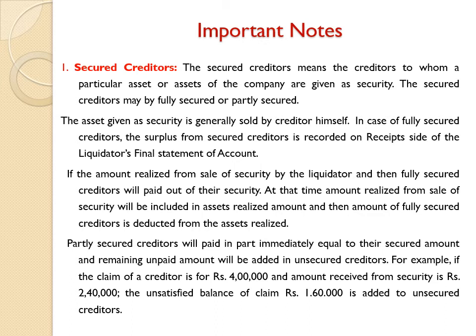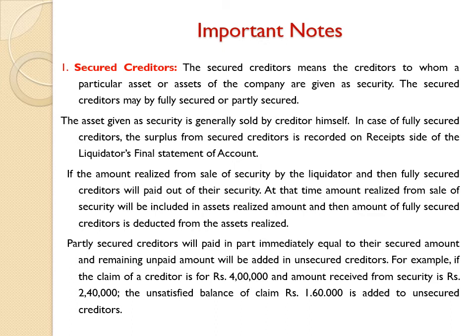It means that if the secured asset is sold by creditors, it is not recorded under assets realized. Any surplus should be termed as surplus from secured creditors and recorded on the receipt side. But if the secured asset is sold by the liquidator, it is considered under assets realized.